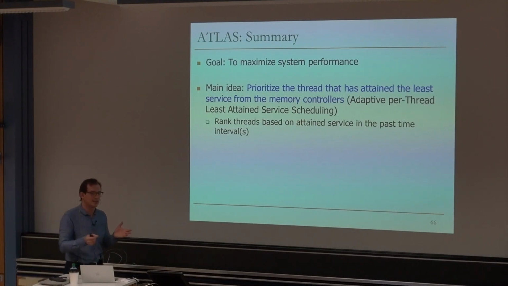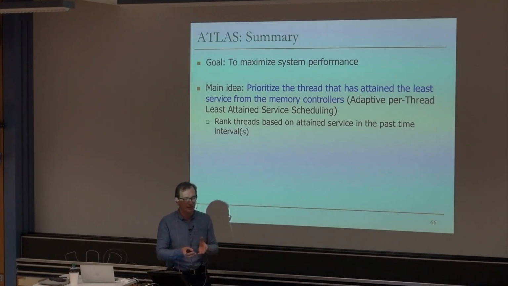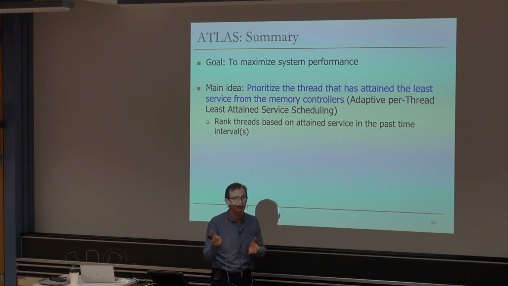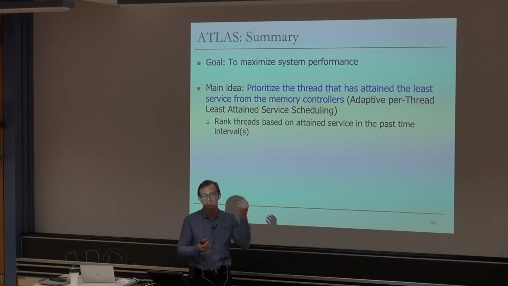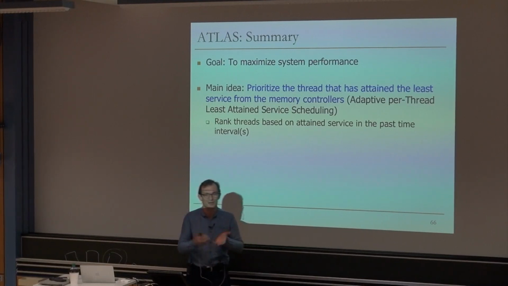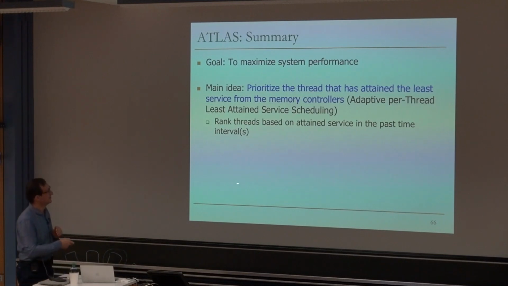The intuition is that you have threads that are relatively light, and light threads by nature don't really use a lot of service from the memory controller, and you would like to identify them with a simple mechanism. And this simple mechanism is counting how much service each thread has received from the memory controller. That's one intuition. There's another intuition that's also provided in the paper, but I'm not going to go into that.